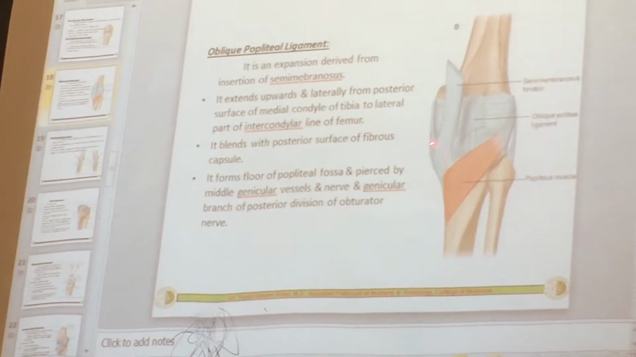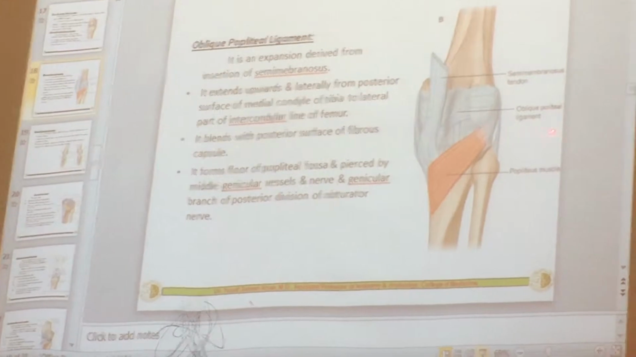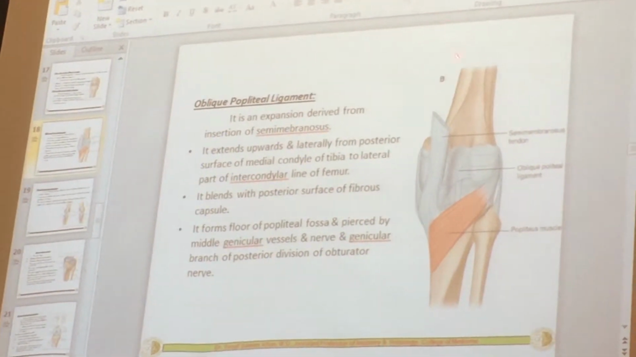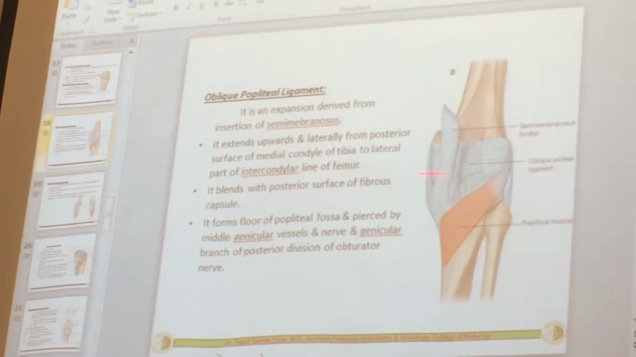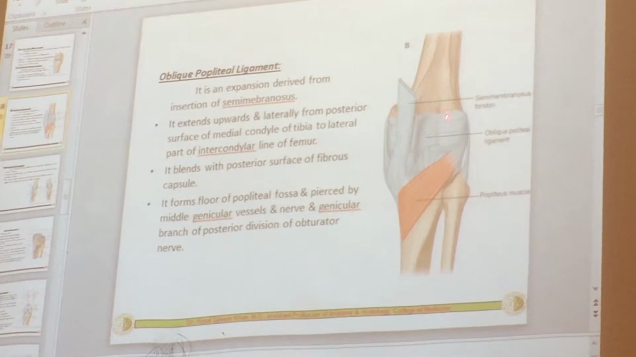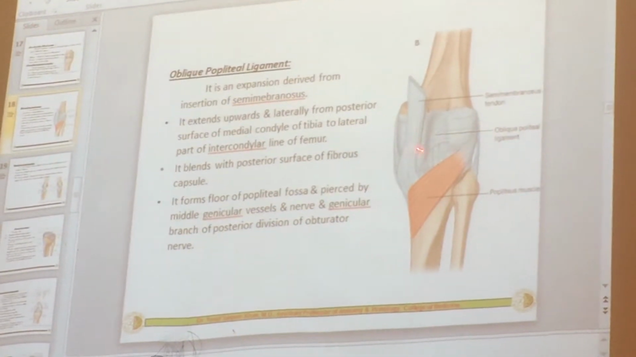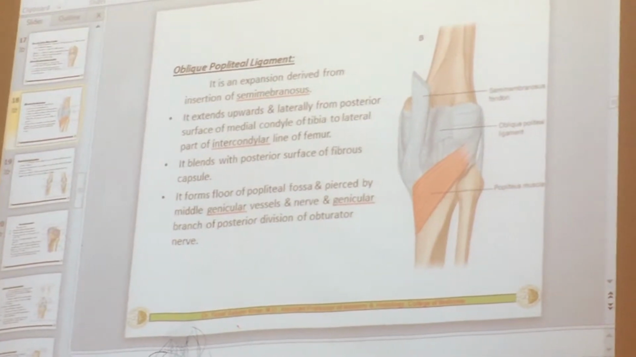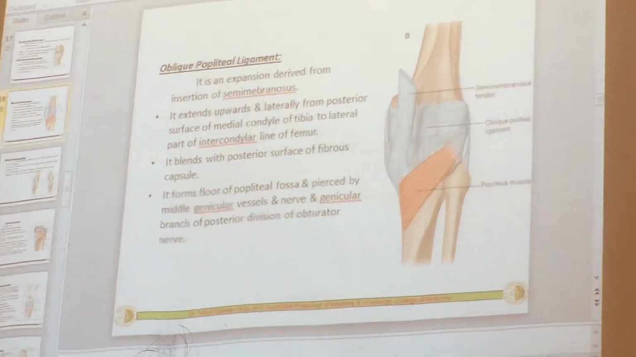Along with that, on the posterior side, there is something called the oblique popliteal ligament. Behind, it is a continuation, said to be a continuation of the semimembranosus muscle. This is on the popliteal surface, and it forms the floor of the popliteal surface. This is called the oblique popliteal ligament, and all the structures will be passing superficial to this ligament.